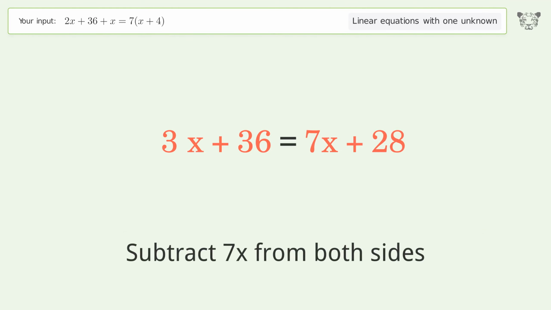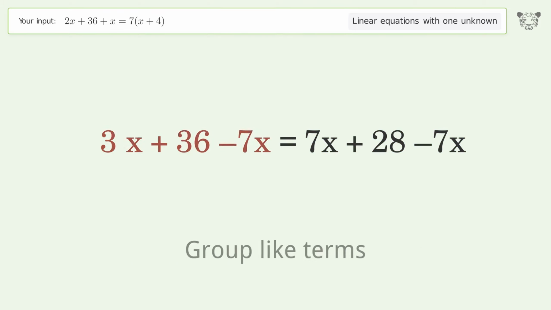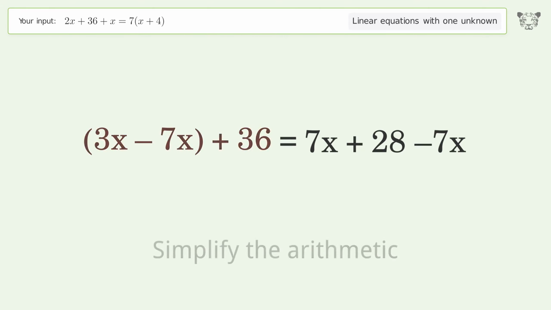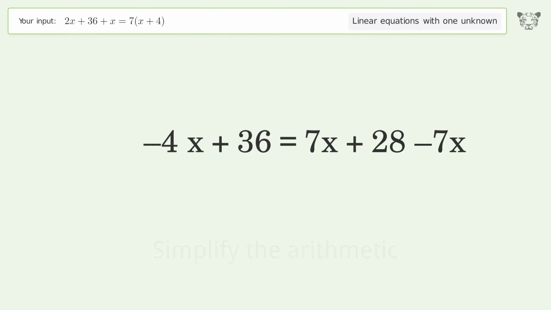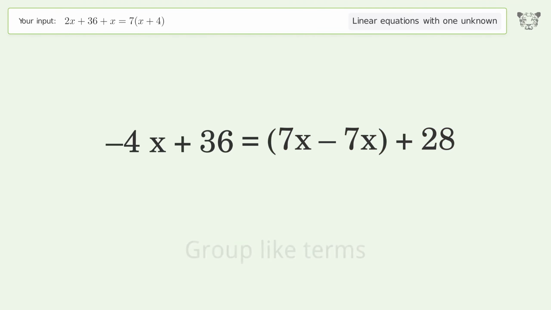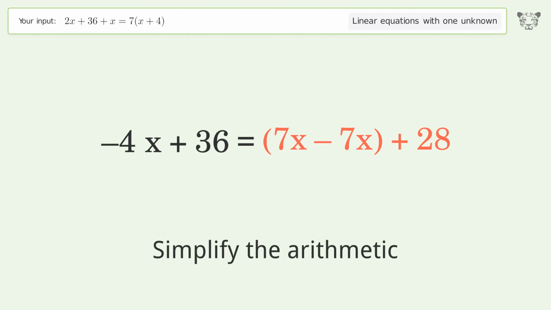Subtract 7x from both sides. Group like terms. Simplify the arithmetic. Group like terms. Simplify the arithmetic.